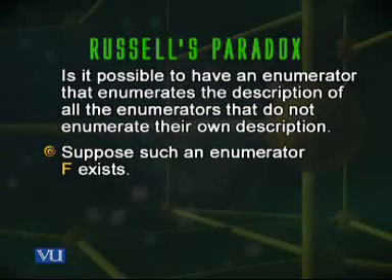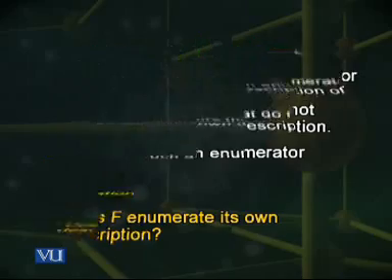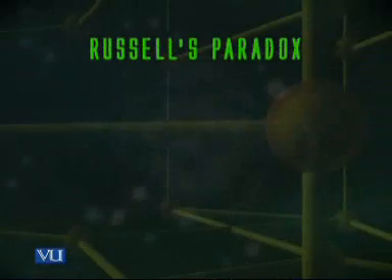Well, you hypothesize that such an enumerator F exists. Now you ask the question, would F enumerate its own description? When you try to answer this question, you realize that F will enumerate its own description if and only if it does not enumerate its own description. This contradiction leads us to conclude that such an enumerator cannot exist. So there cannot be any enumerator that enumerates the description of all those enumerators that do not enumerate themselves.